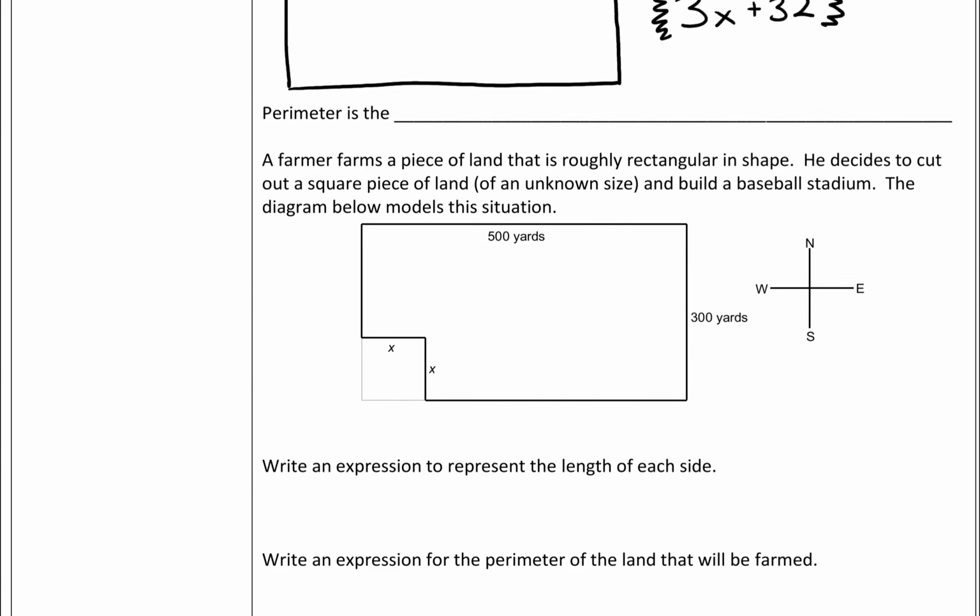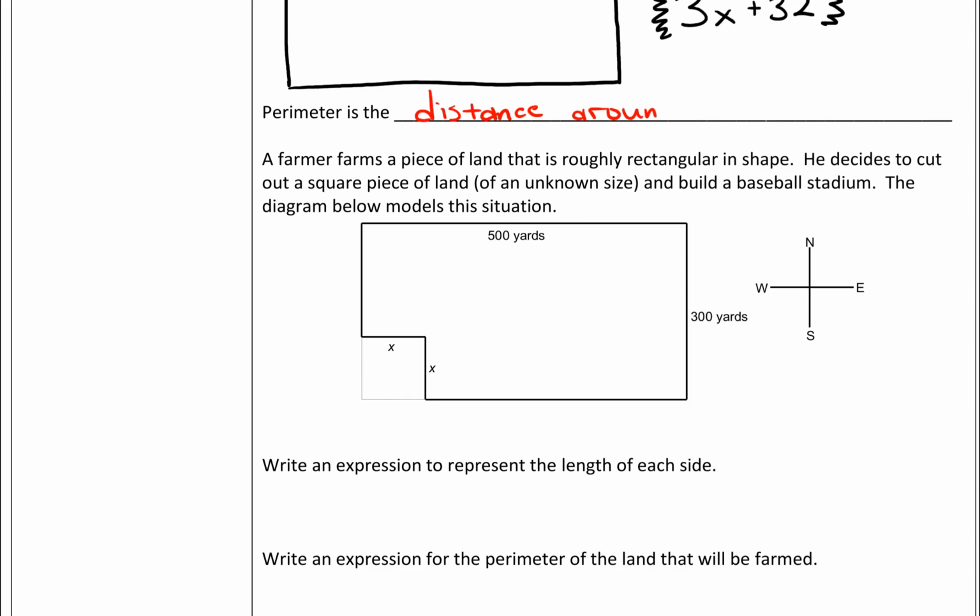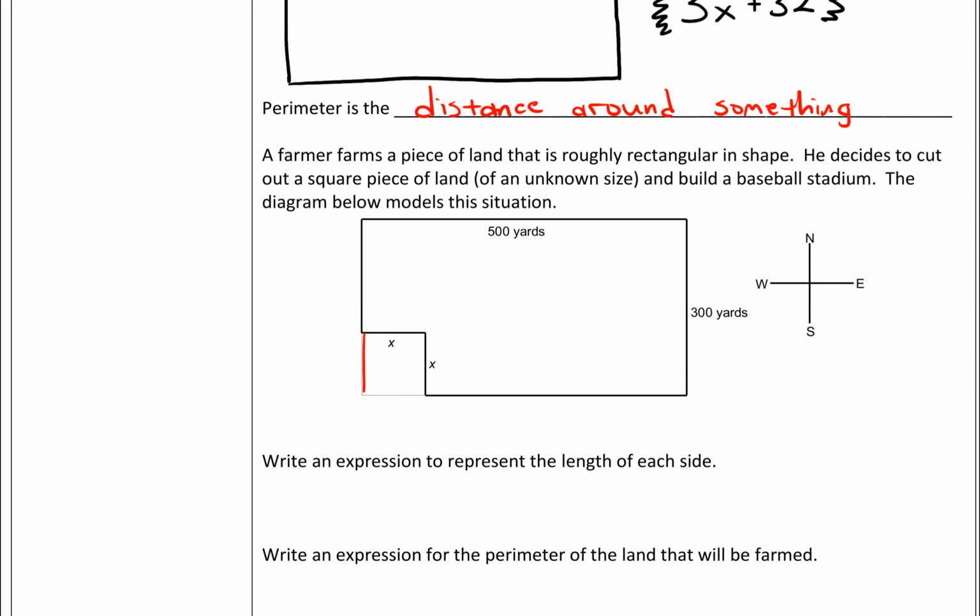Okay, so this last one has to do with perimeter. And of course, we want to remember from early geometry that perimeter is the distance around something. Okay, so a farmer farms a piece of land that is roughly rectangular in shape. He decides to cut out a square piece of land right here. We don't know the size, it's an unknown size, and build a baseball stadium. The diagram below shows that model. We're going to write an expression to represent the length of each side, and we're going to write an expression for the perimeter of the land that will be farmed.